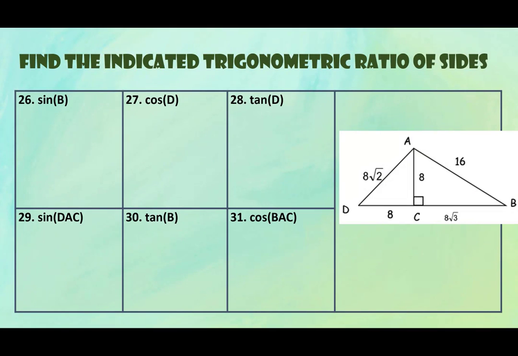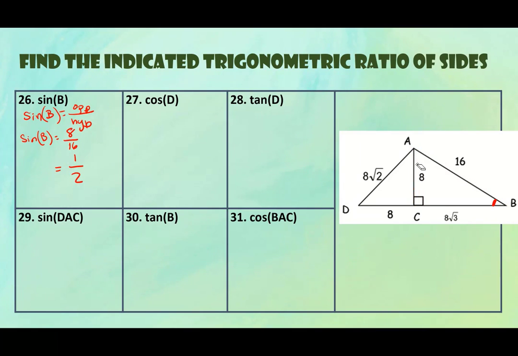So let's do a couple problems here. We have sine of B. First, we need to find angle B, which is right here. Sine of B is going to be your opposite side over your hypotenuse. The opposite side is right here at 8. And the hypotenuse is the side opposite the right angle, or the longest side, which is 16. So sine of B is equal to 8/16, which can be reduced to 1/2.